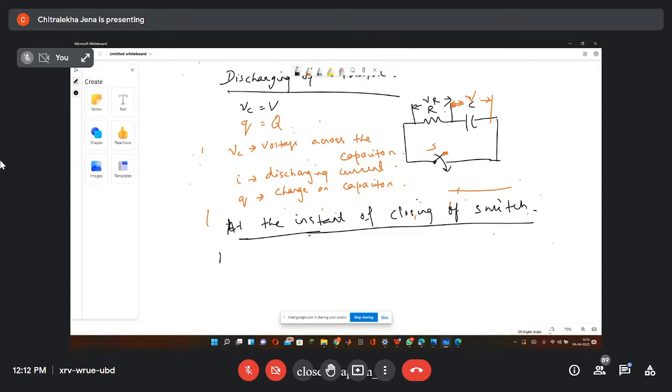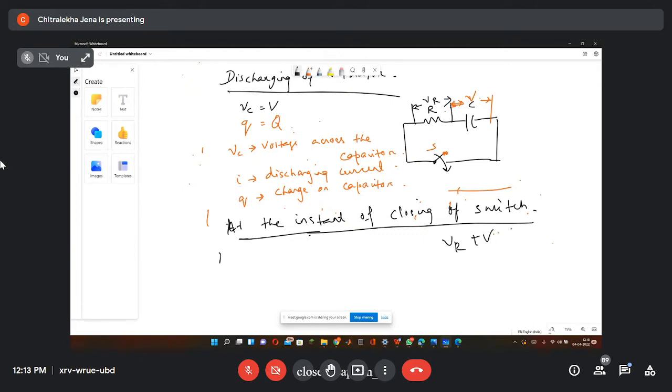Ma'am, repeat once. It will be equal to how much? Yes, tell. VR by R. Look at the circuit properly and tell. VR plus V? VR plus how much? VR plus V, this much?